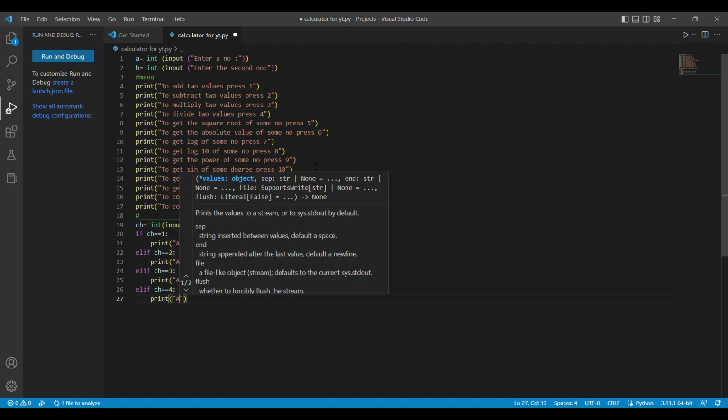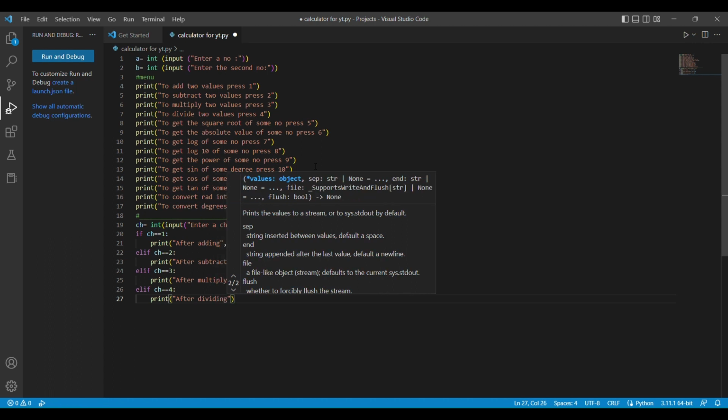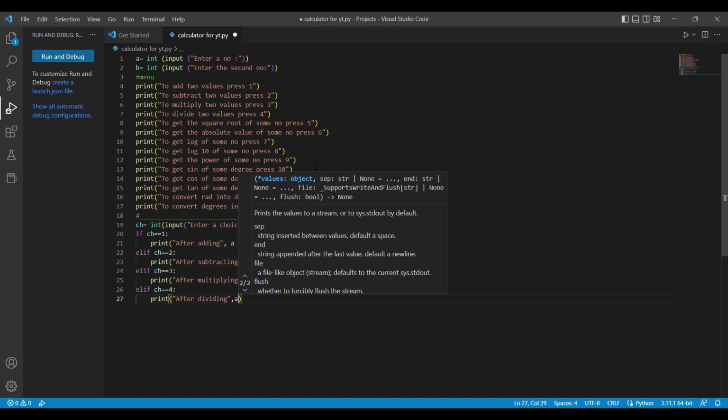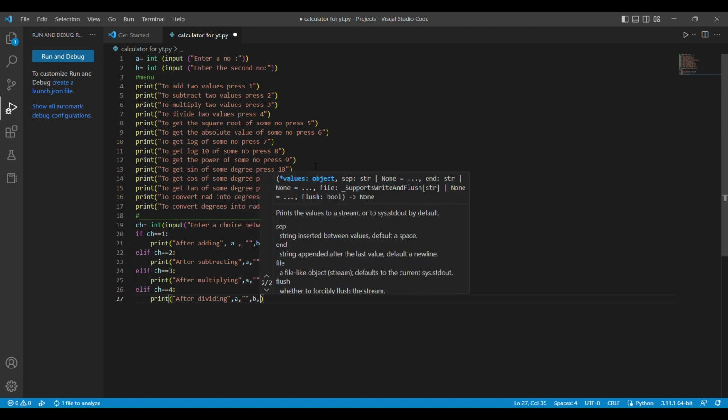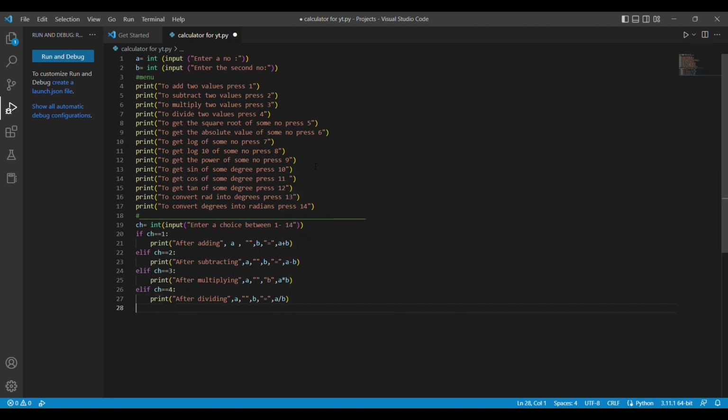Then after dividing, comma a comma space b. Space is necessary because without it it will look very messy, so space must be given. So the division will be shown. Then ch is equal to 5.